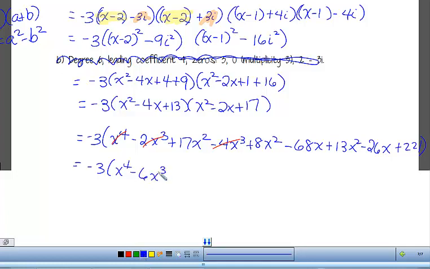Okay. 17, we get 25x squared plus 13 is 38x squared. And then minus 94x plus 22. And then multiply that by negative 3 and we are done.